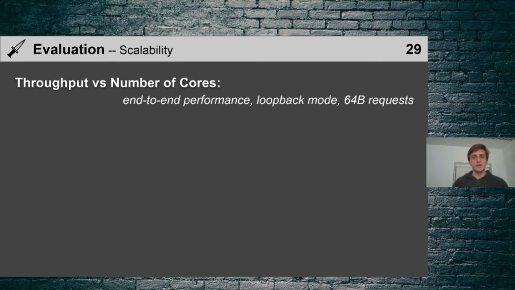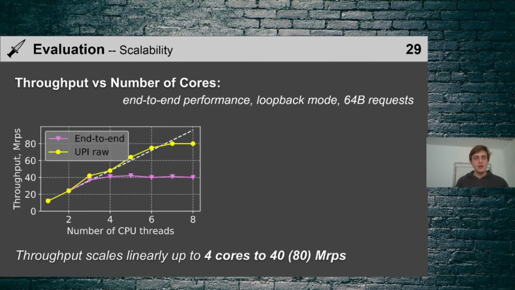In the next experiment, we evaluate the scalability of Dagger with the number of CPU cores when transferring 64-byte requests. The figure here shows that the throughput of our system scales linearly up to 4 cores and reaches 40 million requests per second, or 80 million requests per second, given that we are running both client and server on the same node. The figure also shows that there is a certain scalability limitation here.